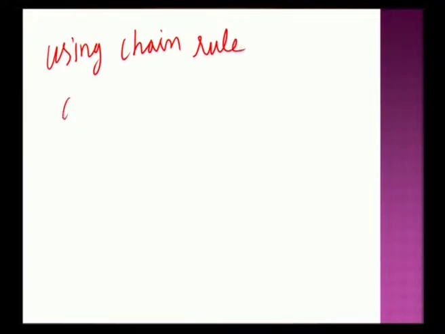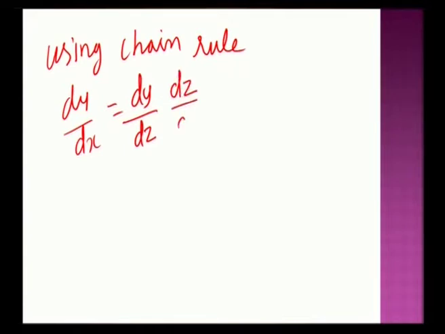we will get dy/dx = dy/dz times dz/dx, which is equal to 1/x dy/dz, because dz/dx is equal to 1/x and dy/dz exists as it is. So, this is the value of dy/dx after using the chain rule. So, dy/dx = (1/x) dy/dz.